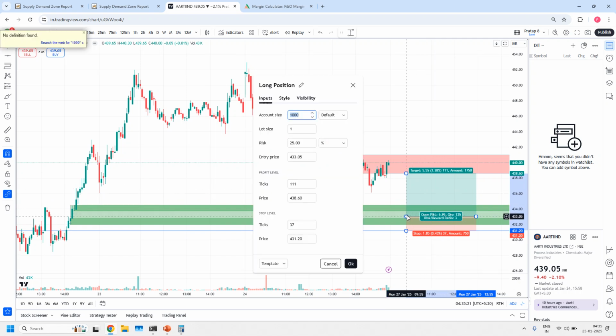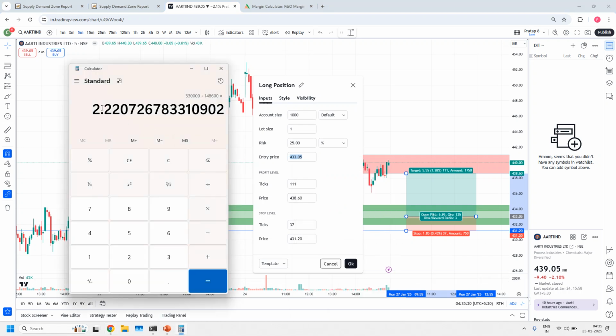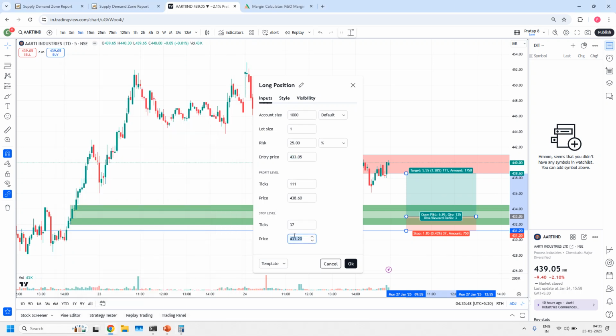Now calculate the risk, your entry minus your stop loss. My entry is 433.05. Earlier you got 2.2% risk. See, earlier you got 2.2% risk. Now let us calculate with the new entry. Instead of taking it at this proximal line, now we are taking a deep entry. And here in the deep entry, your entry is 433.05 minus your stop level of 431.20.